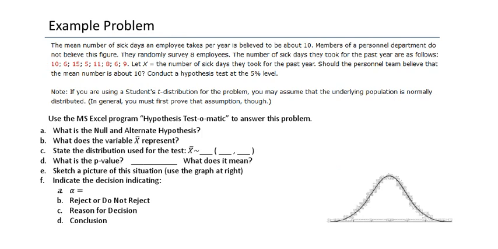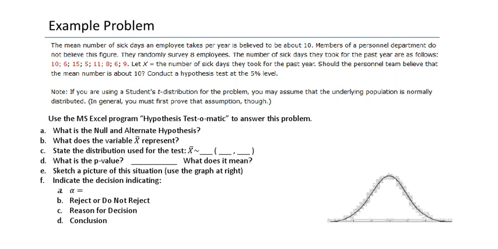So let X be the number of sick days that they took in the past year. Should the personnel team believe that the mean number is about 10? Let's conduct a hypothesis test at the 5% level. All right, so a couple of notes here that we need to make.